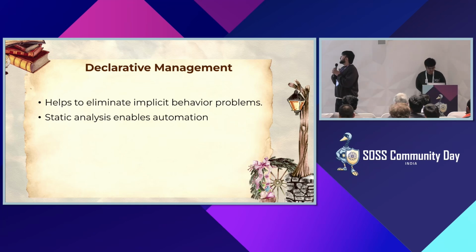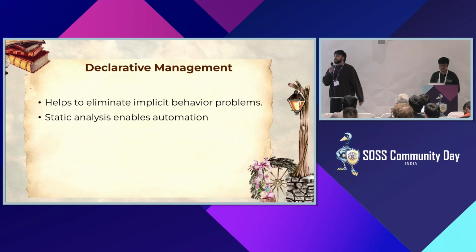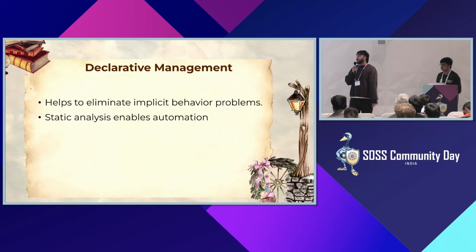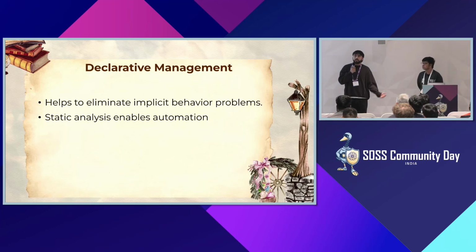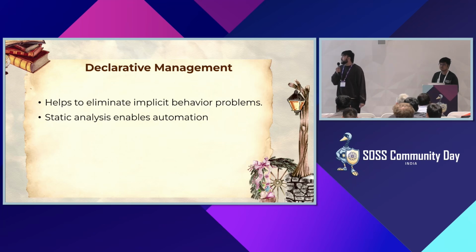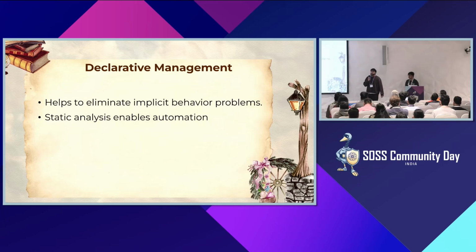The next one would be declarative management. What this means is, let's take an example of Golang. You declare every dependency that will be required for a project. If you do it a similar way for OS dependencies, that would be declarative management for OS dependencies. It helps to eliminate implicit behavior problems, which means that sometimes there might be hidden relationships between your dependencies, and that might create implicit behavior problems. Declarative management helps to solve that. And declarative management also helps to automate the patching of vulnerabilities.